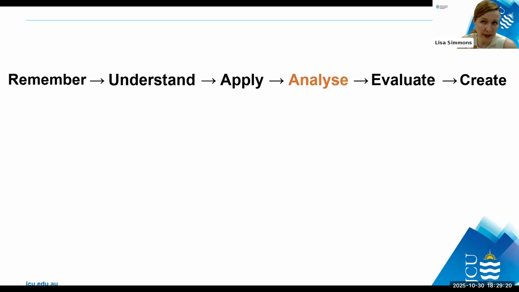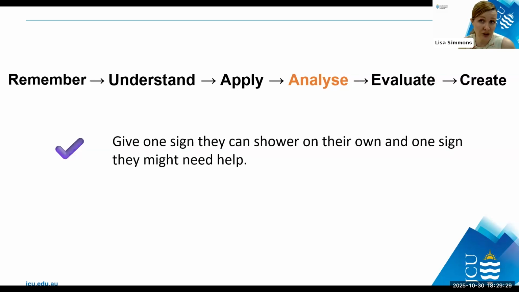Analyze is where the learner weighs the evidence and compares or contrasts the information. So a good question might be, give one sign that they can shower on their own and one sign that they might need help. This is a good question because it pulls out evidence for and against, which makes the next step and the decision-making behind it clearer.